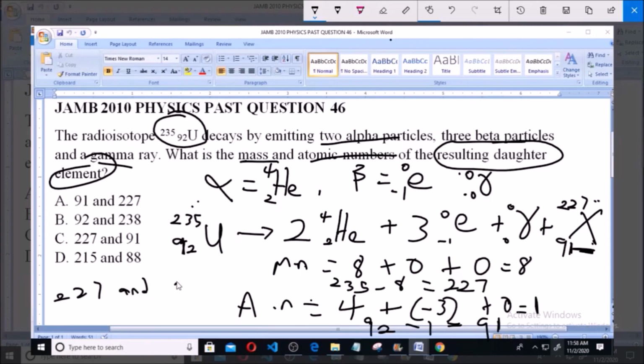So 227 and 91 respectively, and 227 and 91 is option C. So option C is the correct answer to this question.